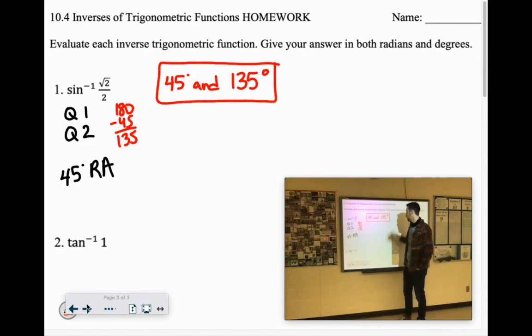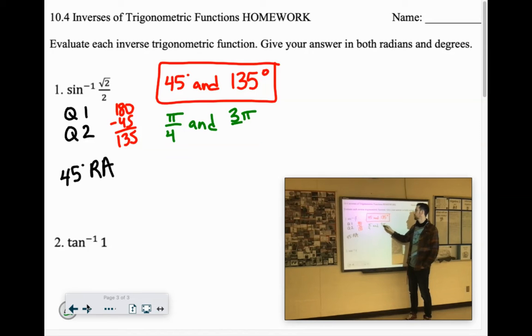So 45s are always in fourths, so 45 degrees is 1/4 of 180, so it'd be pi over 4. And 45 times 3 gives you 135, so that would be 3 pi fourths.